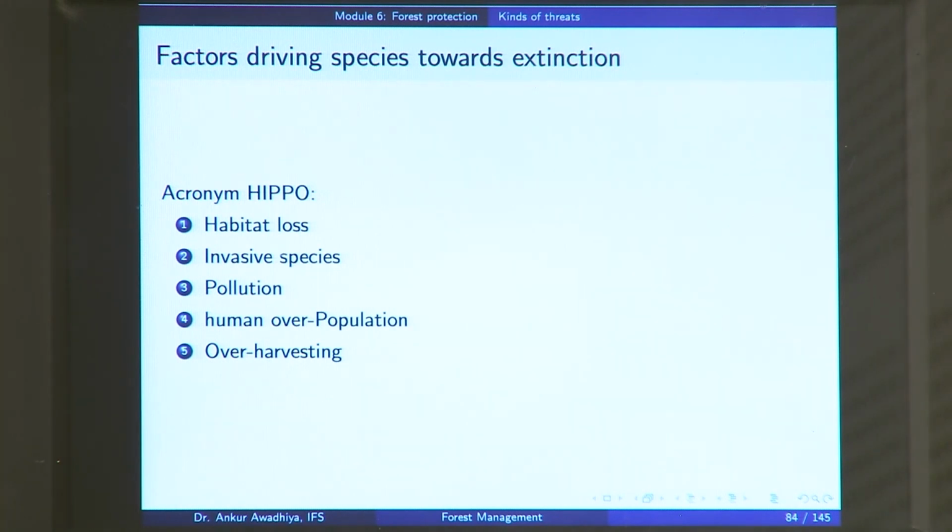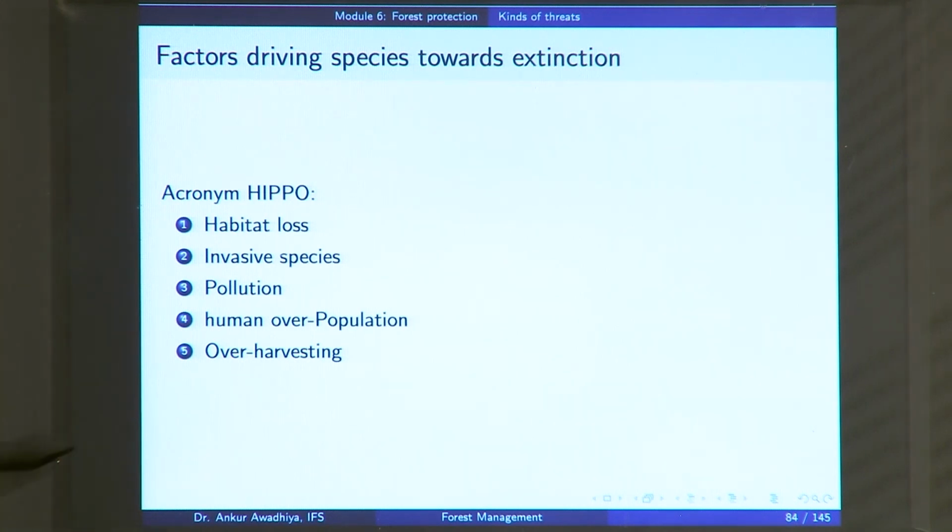Human overpopulation. You have larger size villages, more number of people with more requirements of resources, with better technologies, and so there is more pressure on the forest, and so human overpopulation has become a threat.